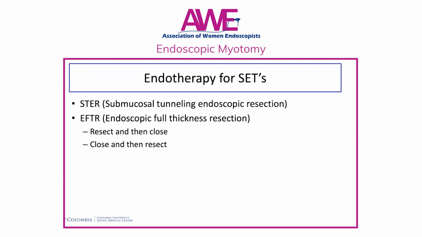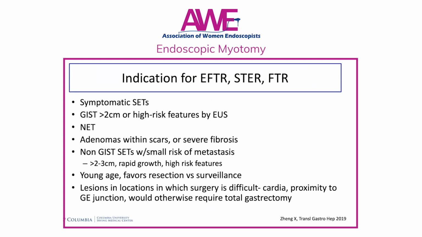So taking that concept of tunneling to another level, instead of performing myotomy, and using it for access to submucosal tumors, we have 2 main ways to deal with submucosal tumors in terms of endoscopic resection. One is the STER procedure, submucosal tunneling endoscopic resection, and the other is what we call full thickness resection, where typically in an ESD fashion, we are going to resect and then close whatever defect we create. In addition, in terms of full thickness, there's the close and then resect, which is a dedicated device, which we're not going to discuss here.